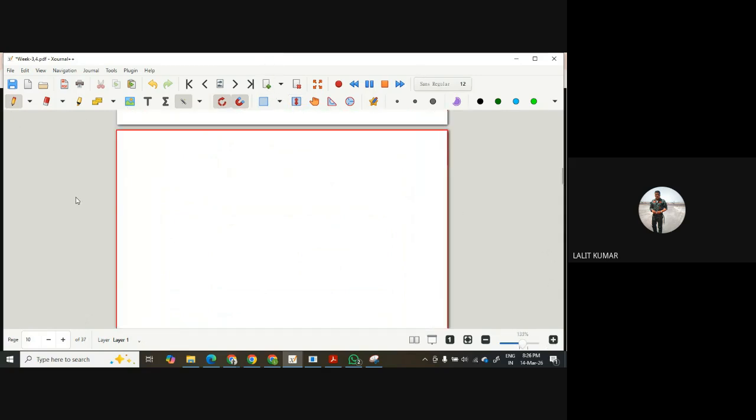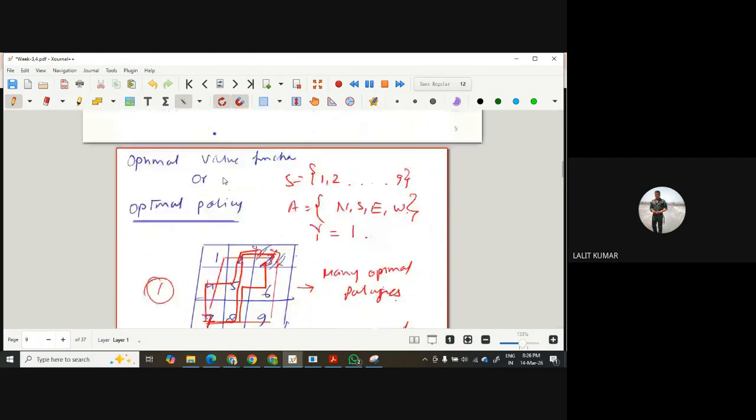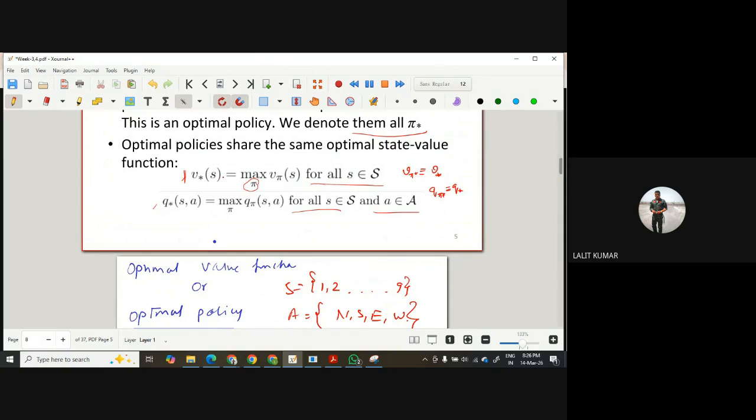Now, what is V star? V star of pi over S is the optimal value function. Once I have got the optimal policy, the value function for that will be my V star. And how do I define it? I do a max over this: the policy which is giving me the maximum value function, that is the V star of S. For all states, if I get the maximum value function, that is my V star S.